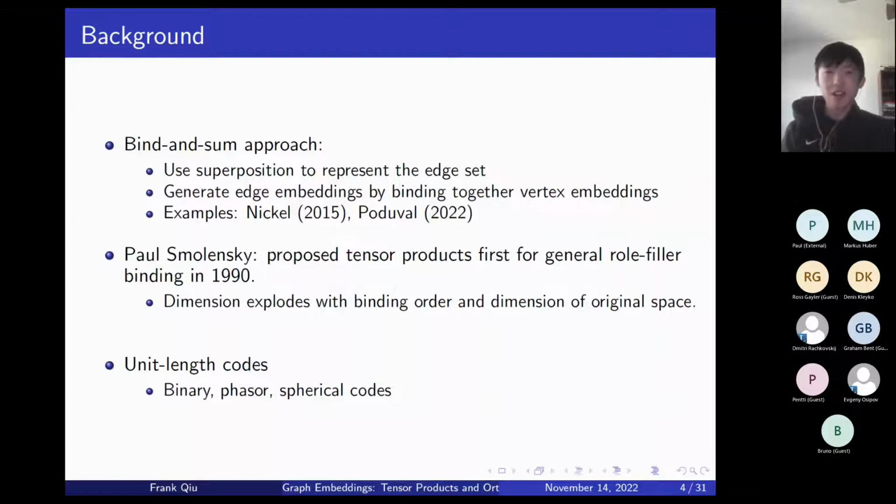Later in the talk, I'll try to circle back on this and maybe try to convince you that these problems with the tensor product, especially compared to these dimension preserving binding operations, are a non-issue, at least for graphs, and the tensor product is competitive with these alternative binding operations.